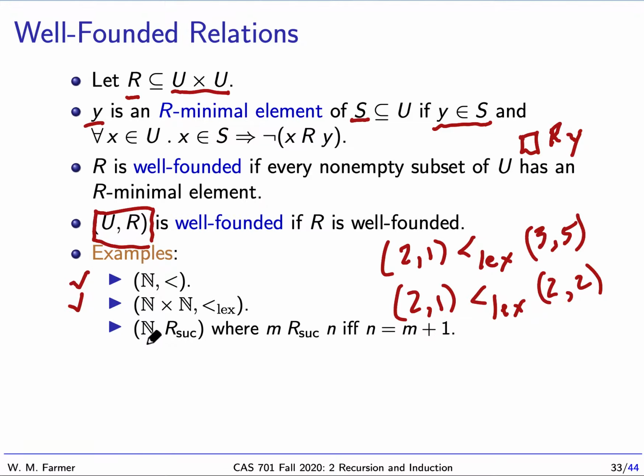And then we also have that if we take the natural numbers with the successor relation, that means m is related to n precisely if n is the successor of m. This is also a well-founded relation because if we take any set of natural numbers, there is going to be some natural number in this set, let's just call it m, that does not have a predecessor. In other words, there will be no element related to it, so m will be an R minimal element for this set.